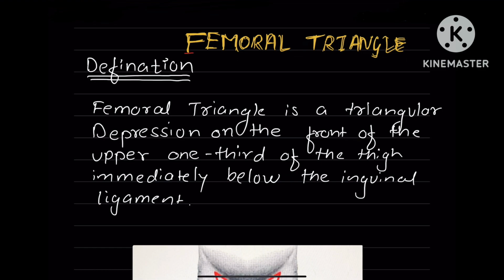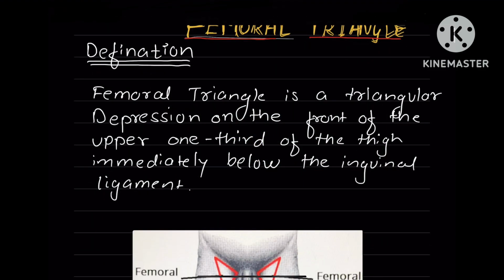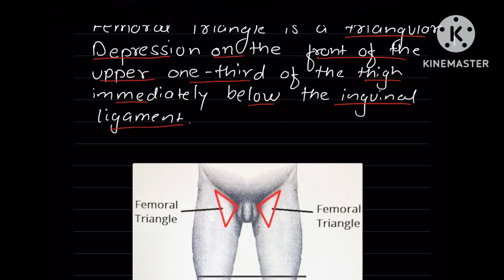Today we will learn the femoral triangle. First, the definition of the femoral triangle. The femoral triangle is a triangular depression on the front of the upper one third of the thigh, immediately below the inguinal ligament. What does the definition say? The femoral triangle is a triangular depression.